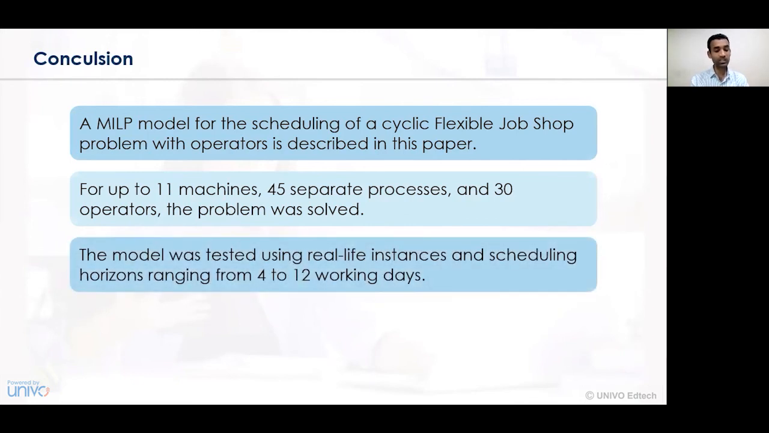This model also tested and used real-life instances and scheduling horizons ranging from 4 to 14 working days. In our case study, in the diagrams, we have seen examples of 4, 5, and 6 working days. But this model was actually tested on a 12 working days situation, in which various commodities or goods can be employed, and the number of processes or activities, the operators and the machines can be either increased or decreased. Based on those simulations, those activities were performed.